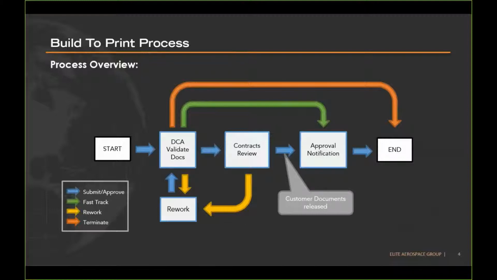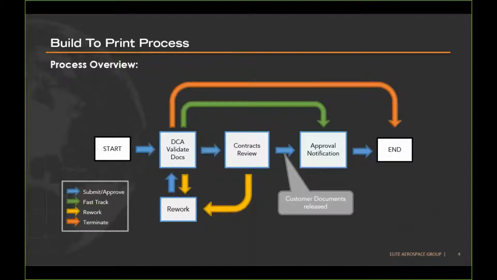And then if you follow the blue arrow, it will move into what we call the DCA validate docs node. This is performed by our document control admin. They will validate the customer documents, ensure the revisions are correct, ensure we have the complete order package. They will also review the customer order and decide if contracts review is necessary at all.